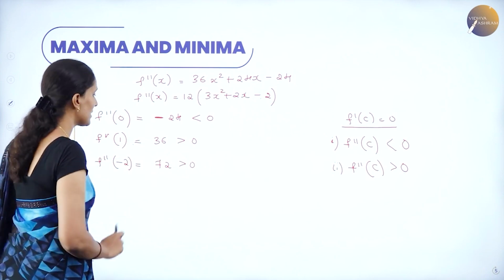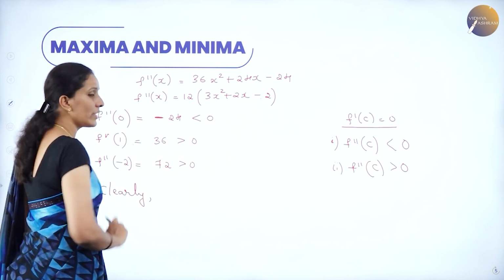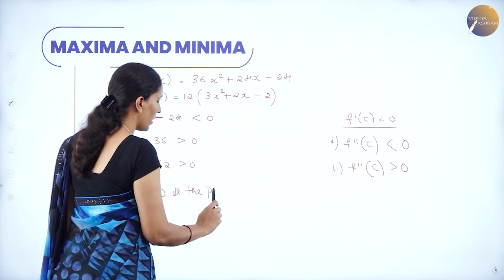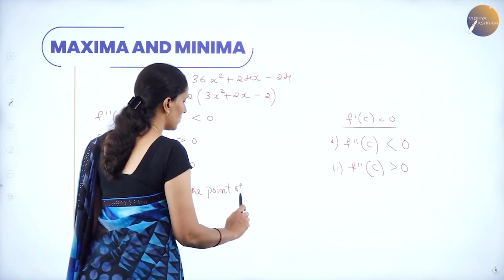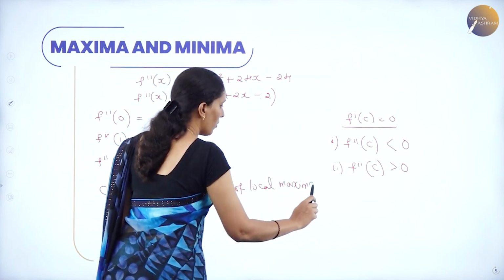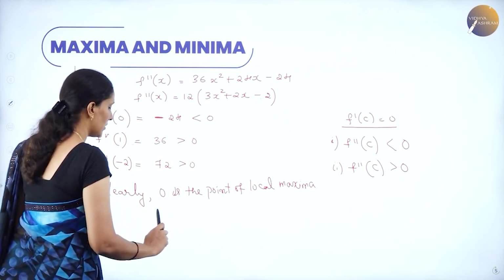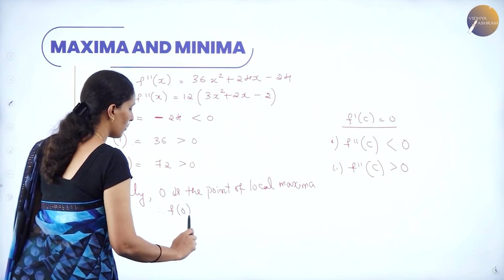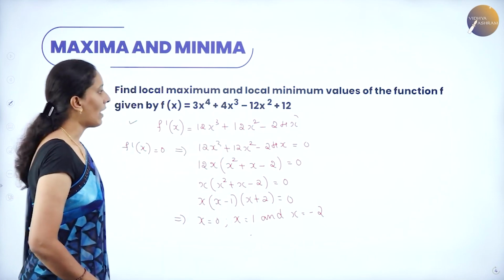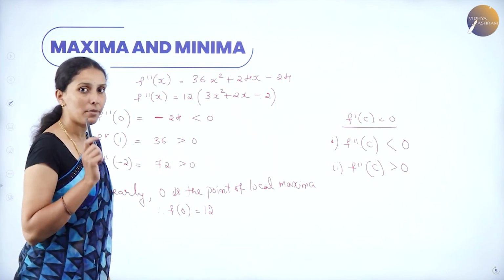So now clearly we can say, 0 is the point of local maxima. So if 0 is the point of local maxima, then find out what is f of 0. Therefore, f of 0 is equal to, if you substitute 0 in the function here, then the value will be equal to 12. So this is the local maximum value.